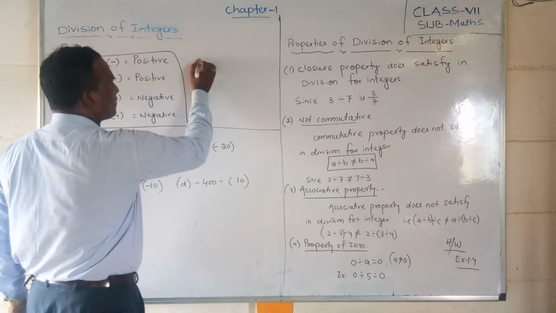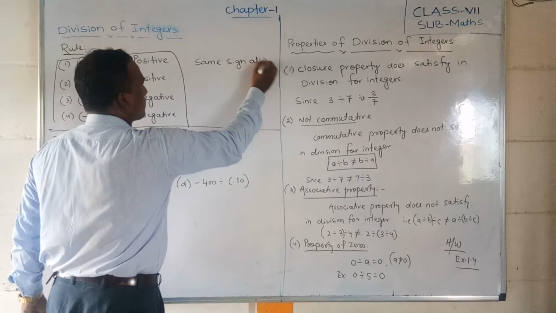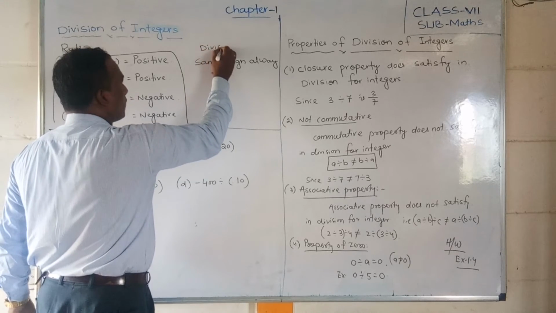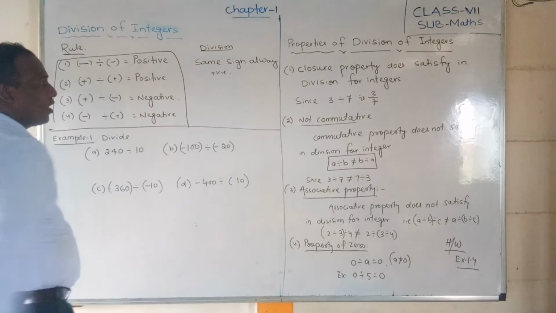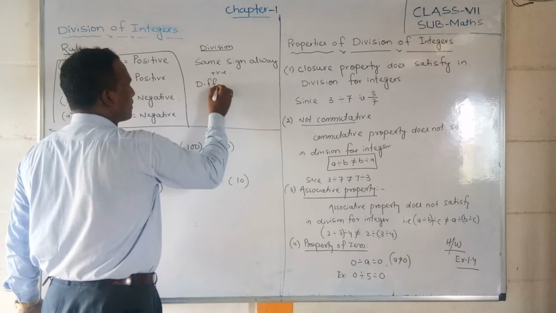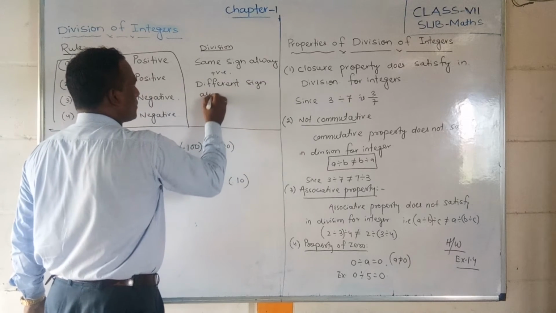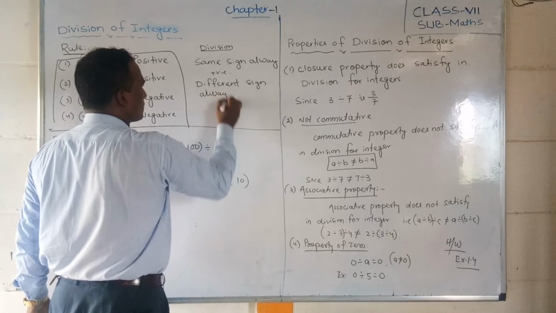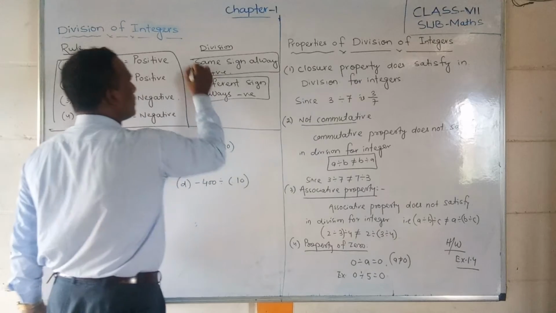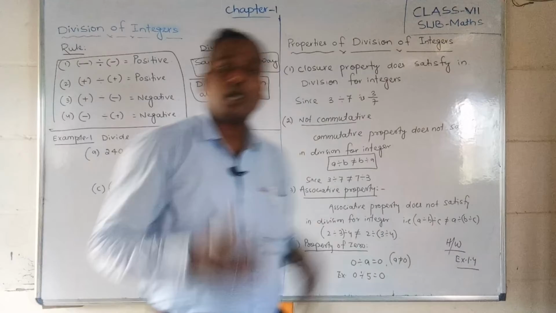That means same sign is always positive in division cases. Okay, whenever we do division, same sign is always positive, different sign is always negative. Okay, this is one rule and this is one rule. If you remember, then it is very easy to solve the problems and do the division.